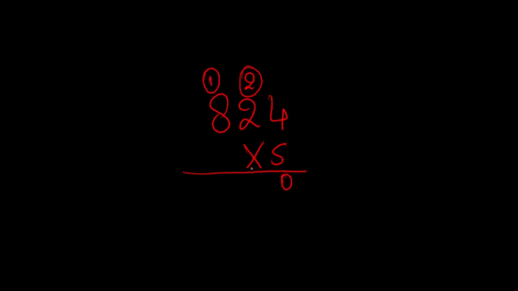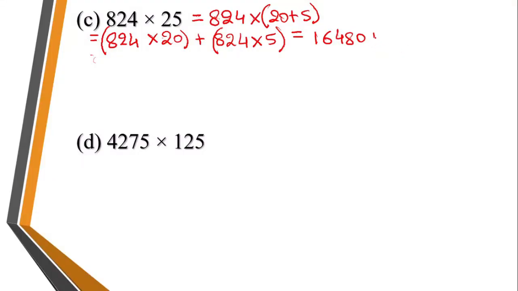So we should do 824 multiplied by 5. Now 5 4s are 20. So 2 carry over and 0 below. And 5 2s are 10 plus 2 is 12. So 1 carry over and 2 below. And 5 8s are 40 plus 1 is 41. Right. Now we will get our answer as 4,120. So we should add it with 16,480. Right. Now we should add 16,480 and 4,120.